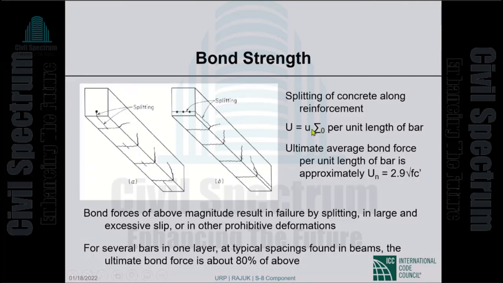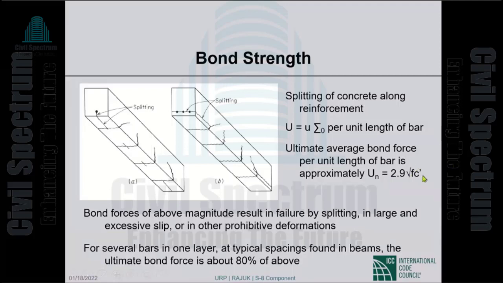So for splitting of concrete along reinforcement, the bond stress u times the perimeter gives you the bond force per unit length of bar, and that is indicated by capital U. Lowercase u is a bond stress, capital U is bond force per unit length of bar. Ultimate average bond force per unit length of bar is approximately U sub n equal to 2.9 square root of f sub c prime in SI units.